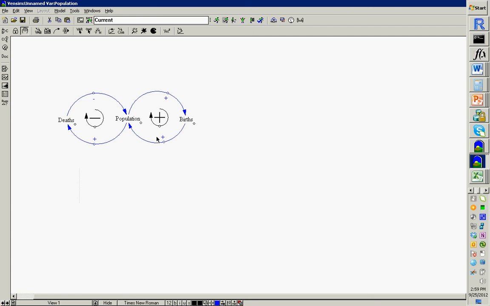Is what's on the screen a model? Riddle me that. Okay, you think it is a model? Or it's not a model? Okay, there's no stocks and flows. I would argue this is still a model.